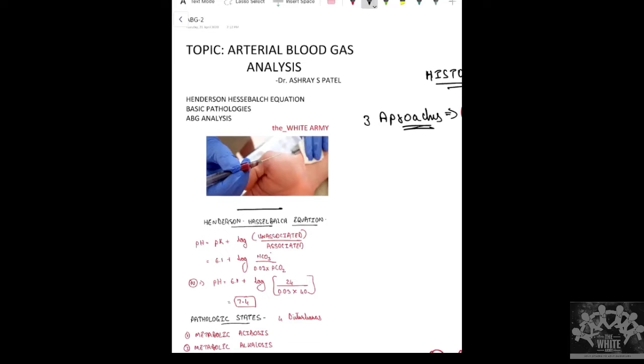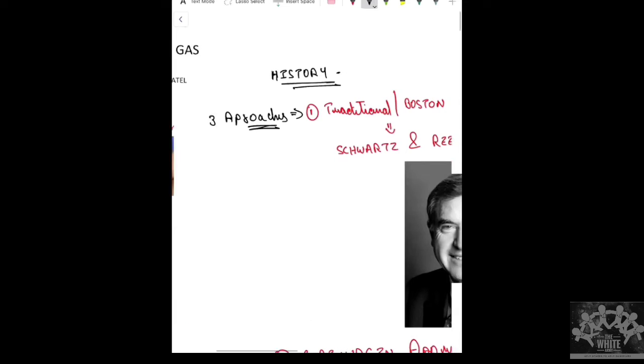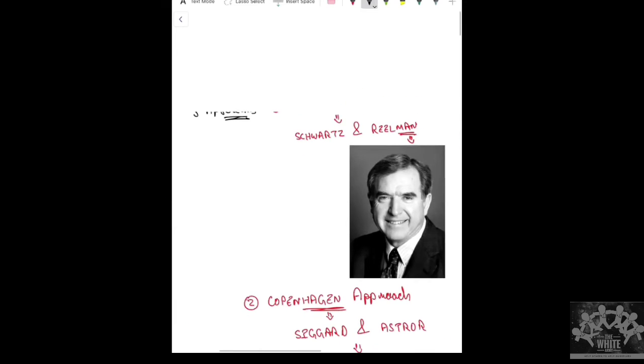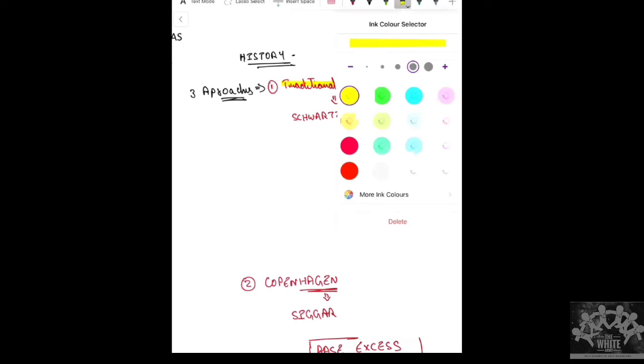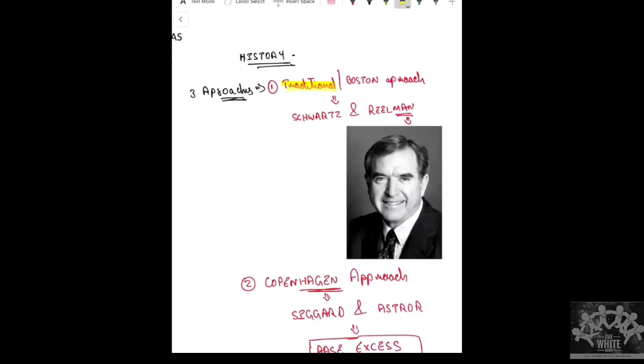For the purpose of interpretation, there are different approaches that are being followed. Today what we are going to read is the traditional approach, or Boston approach. This is based on the Henderson-Hasselbalch equation, which we'll see now. It was mainly given by Schwartz and Relman. As we see in the picture, Arnold Relman, and this was given by Schwartz and Relman. It is called the traditional approach or Boston approach.